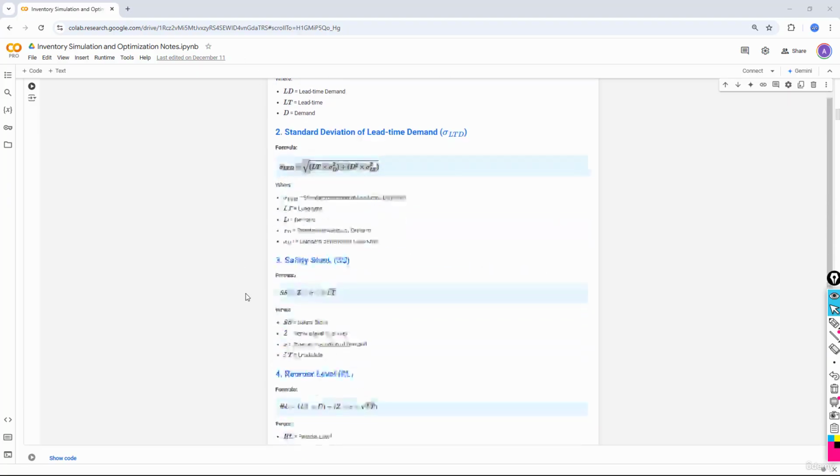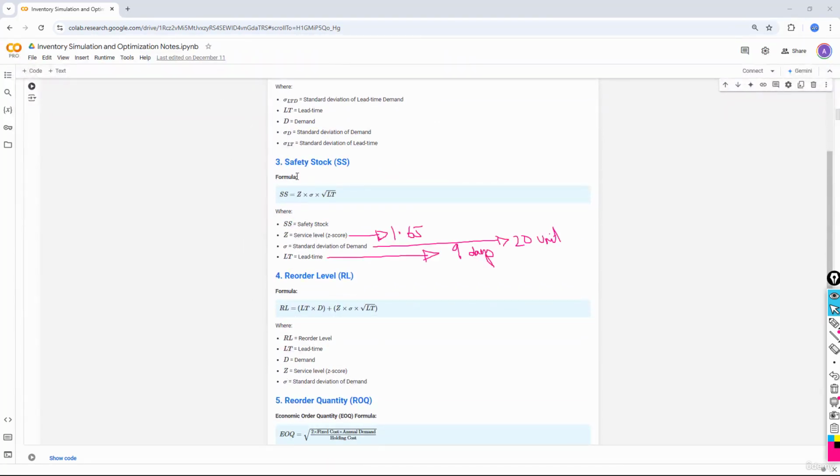And next up, let's look at the safety stock. If you have these values, your service level is, let's say, 1.65 based on the 95% confidence level estimate. Basically, this is based on the probability distribution of the z tables, and the standard deviation of demand, let's say, is 20 units and lead time is 9 days.